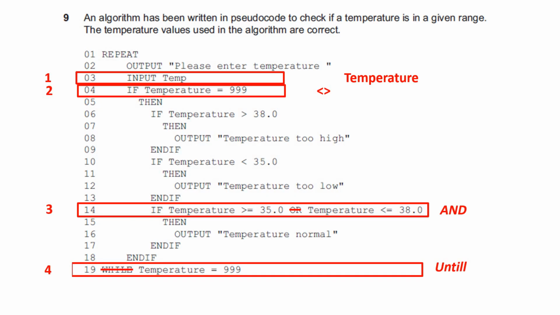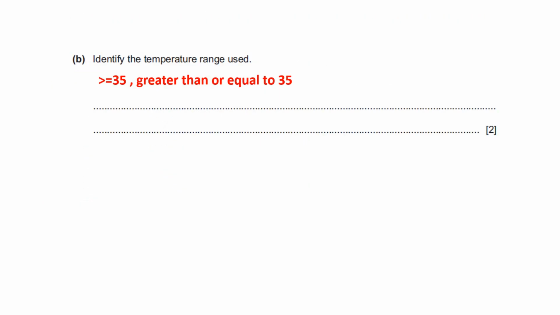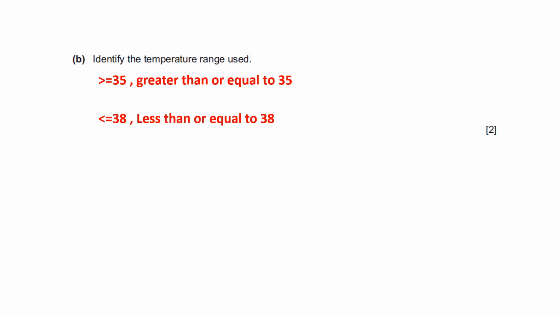And then if you are using repeat, it should be until temperature equal to 999. Identify the temperature range: greater than or equal to 35 and less than or equal to 38.